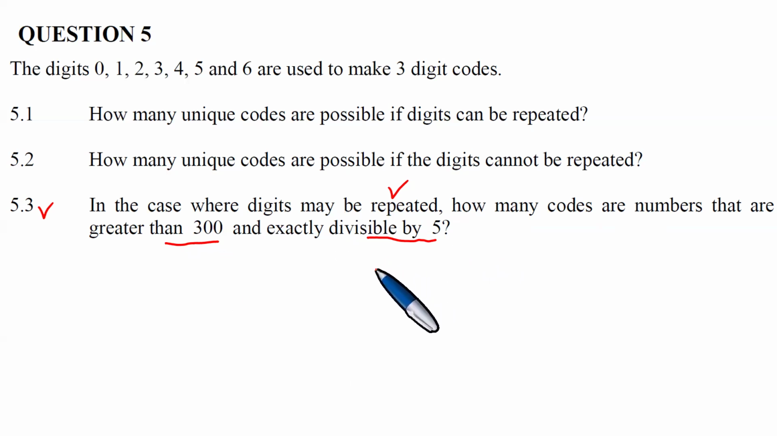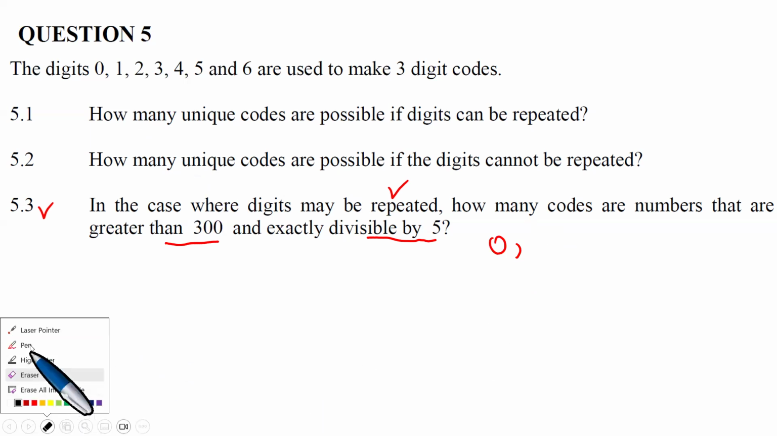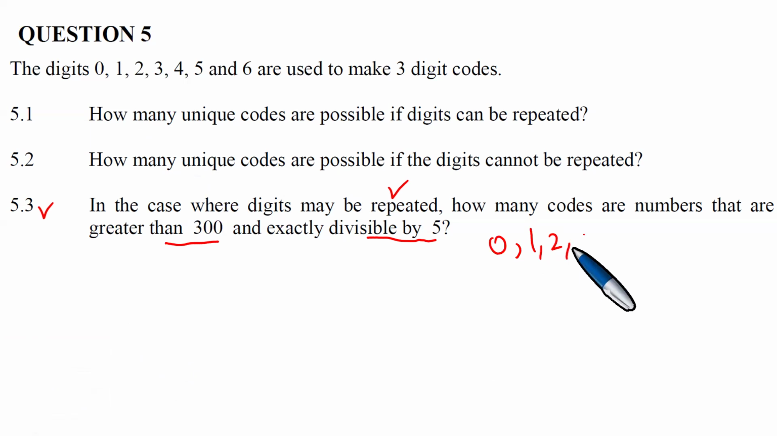Let's check this. So now, if they're to be greater than 300 and exactly divisible by 5, we have a couple of restrictions here in 5.3. Which means here you have the number of codes, 0, 1, 2, 3, 4, 5, 6. I want us to do this a bit more carefully because there are more restrictions. You need to understand this.